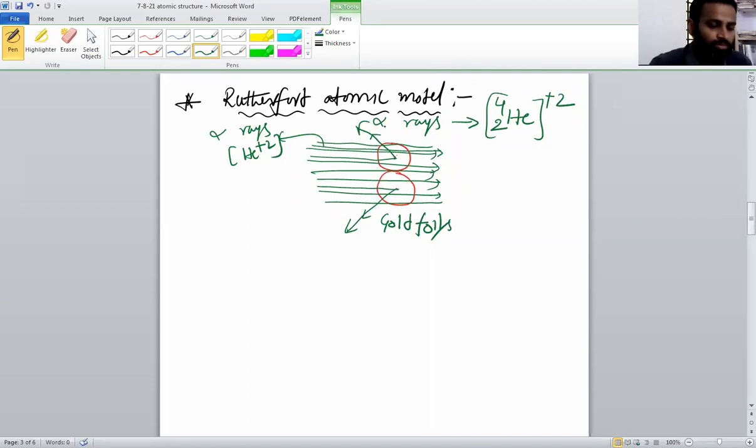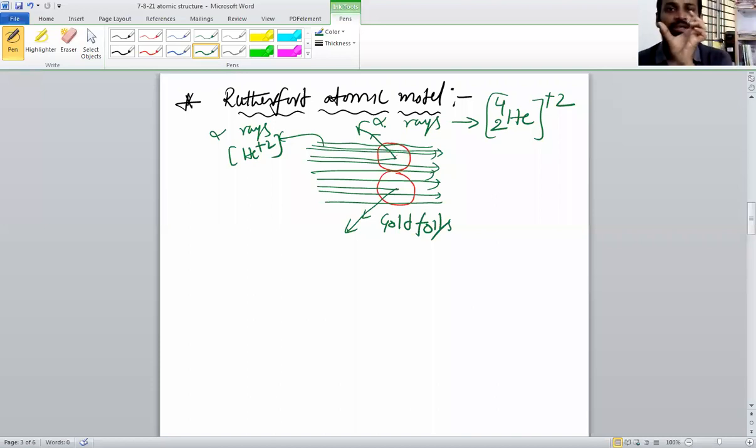So now let's discuss the Rutherford atomic model: what he did in the experiment, and try to understand that first. Afterwards, we will discuss what he gave us from the experiment. Two things we have to discuss: first, what experiment he did, and second, what we can understand from the experiment. Those are important. So first, what he did in the Rutherford atomic model.